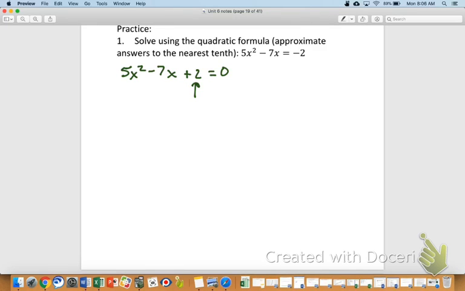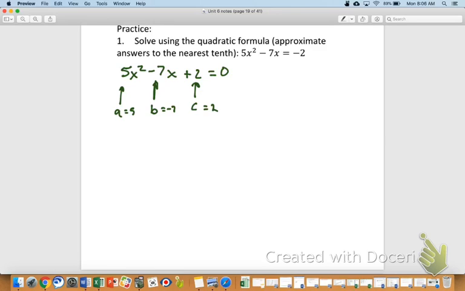Is that A, B, or C? C. C is 2. How about the 5? What is the 5? That's the A. And what is the B? Negative, right? Negative 7, because the sign in front of the number is part of the number. So negative 7. So I'll put A is 5, B is negative 7, C is positive 2.